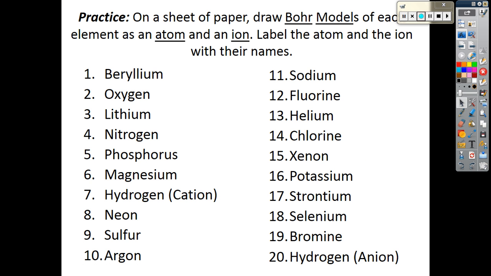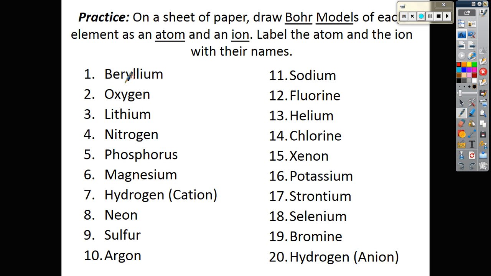So here is just something you can practice on your own to get the hang of predicting the charges. Beryllium is in group 2. So that means it's going to be +2. Oxygen is in group 6. Everybody in group 6 will be -2. Lithium is in group 1, +1. You can go through and do them for all of them.